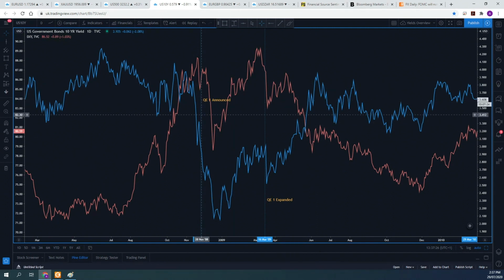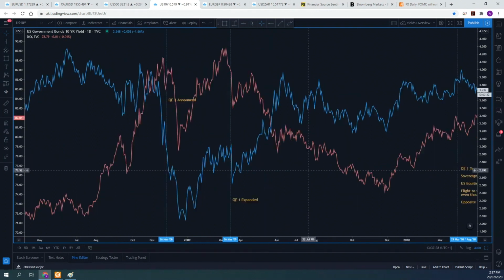QE1 was announced back in November 2008. That was the sort of desired reaction. We had downside in the dollar, we had downside in yields. Same when it was actually expanded a couple of months later: downside in yields, downside in the dollar.